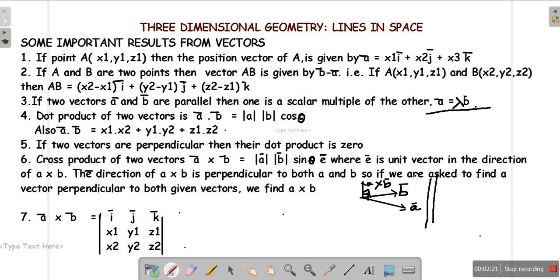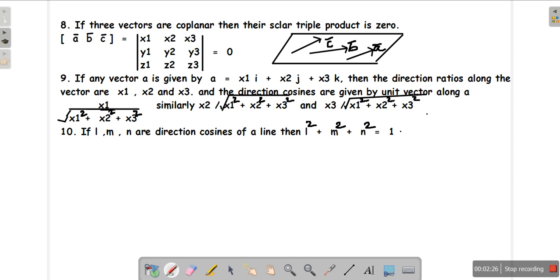Let us go to the next page. If three vectors are coplanar, then their scalar triple product is 0. This is another extremely important result that we will be using very often. Then we know about direction ratios and direction cosines. So I've just listed the result.